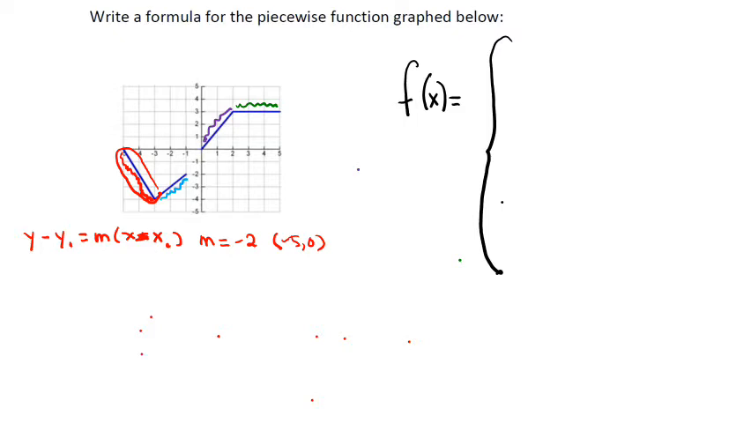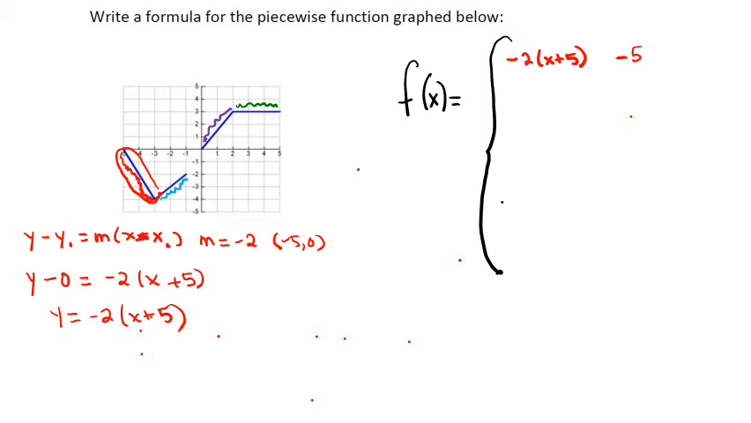So then to use this form of the equation, y minus the y value is the slope times x minus the x value. Then I can put it in y equals form, and I can leave it that way, or I can make it negative 2x plus 10. That function definition is good for x values starting at negative 5 and ending at negative 3. So I'm going to note that over here in my domain. Then I'm going to do it all again.